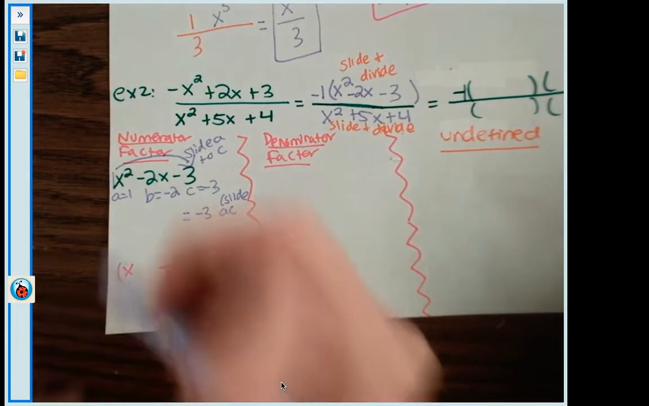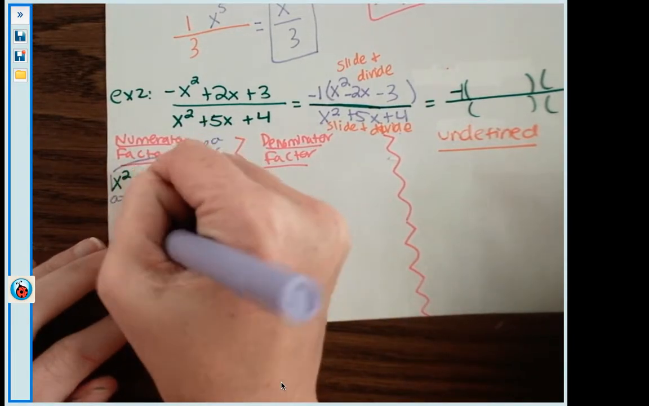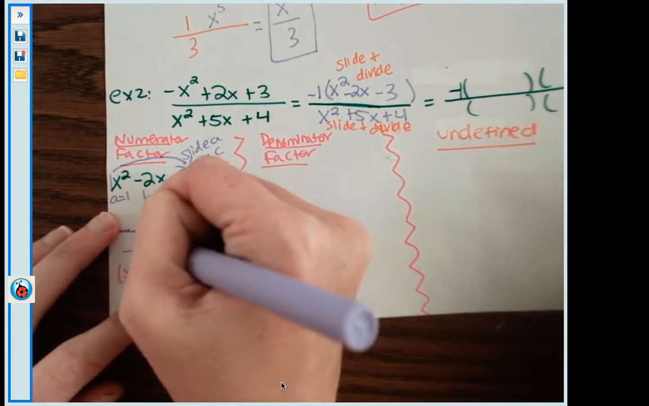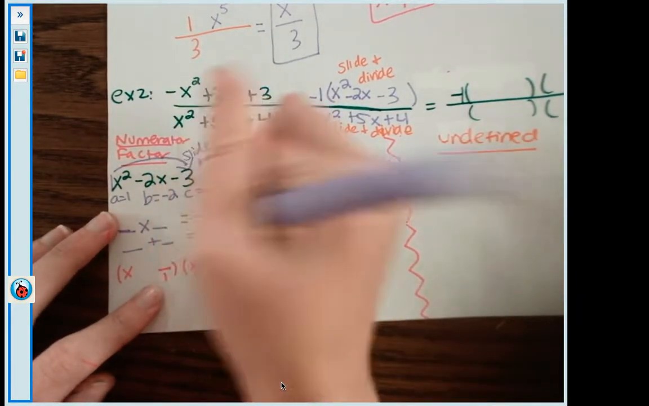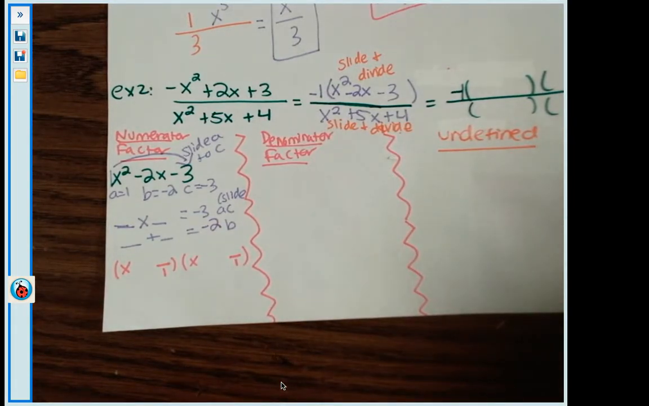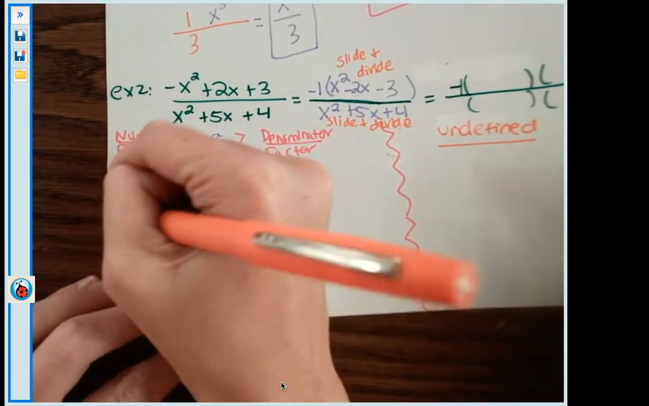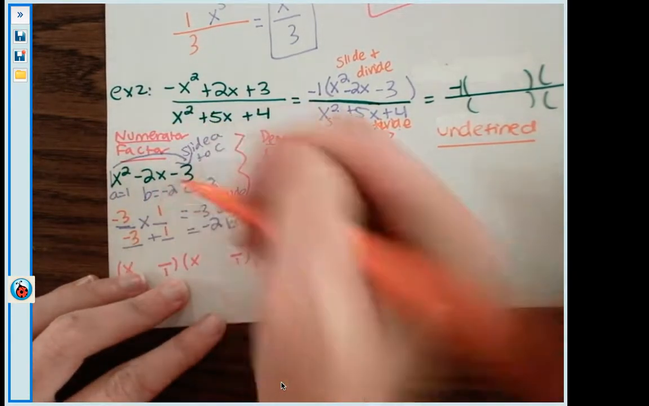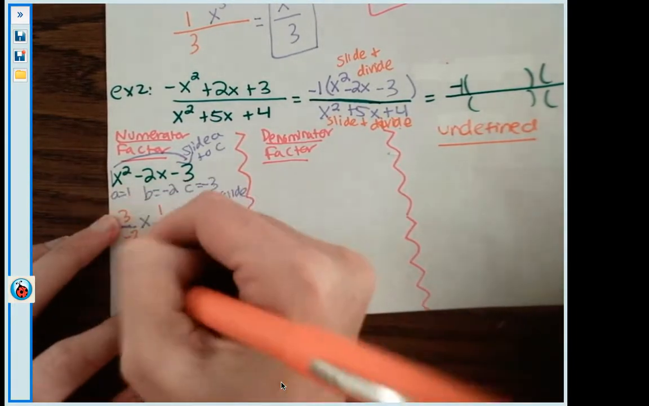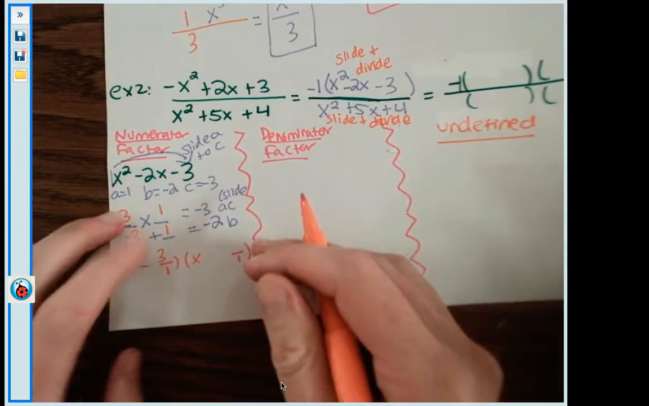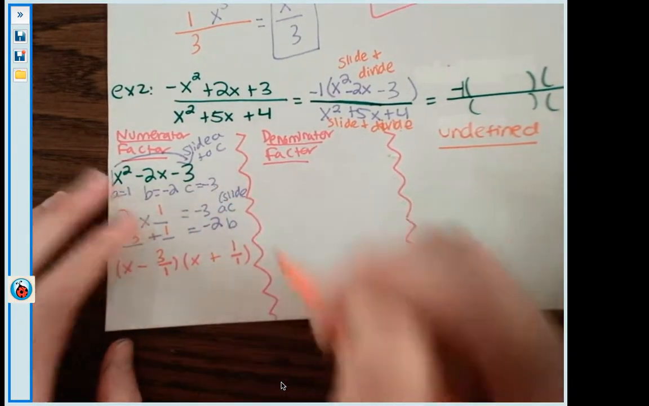Okay, so remember our slide, we need two numbers that multiply to be AC and two numbers that add to be B, which my B is -2. So, let's think. I need 2 numbers that multiply to be -3 and add to be -2. You guys are too cool for school. You already knew. It's -3 and +1. Alright, so I'm going to put my -3 and my +1 in my parentheses.